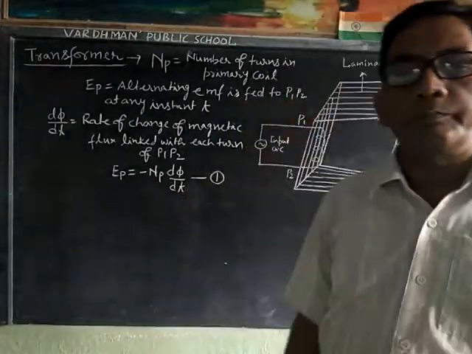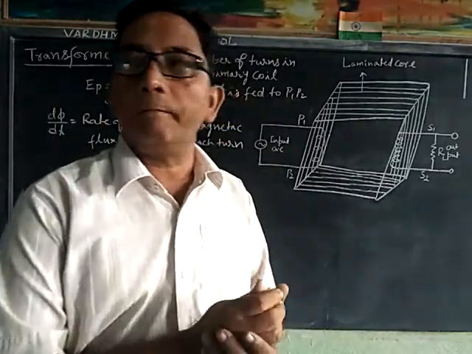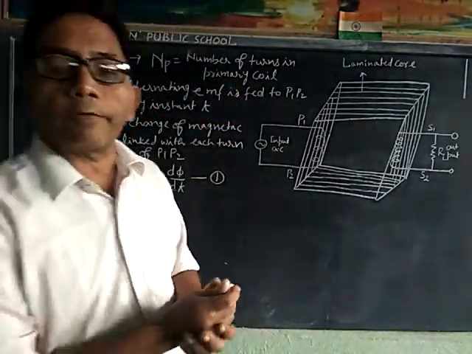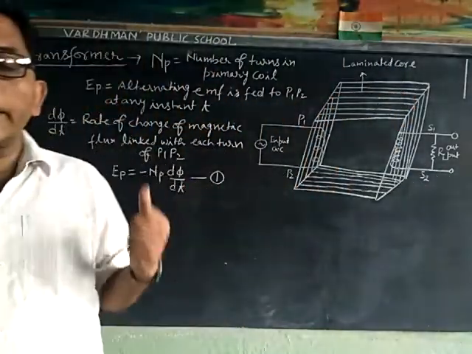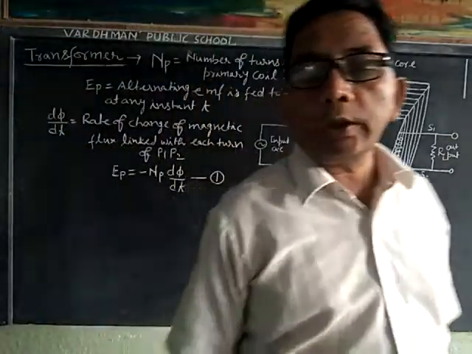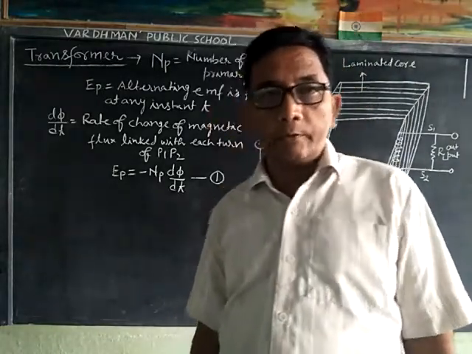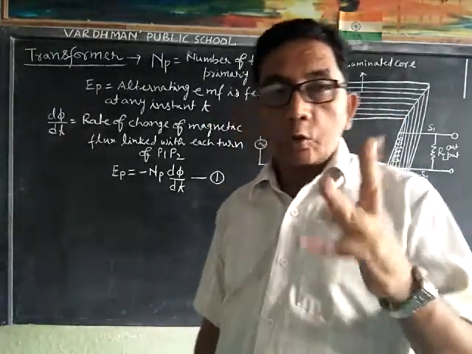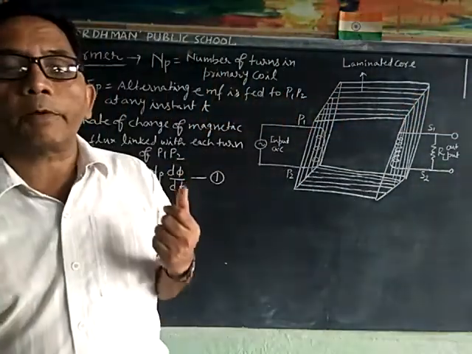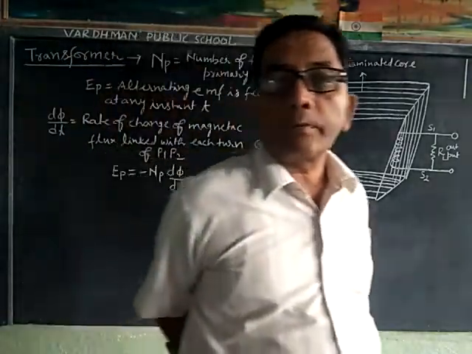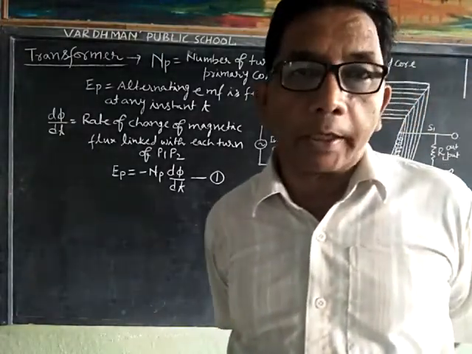If we assume there is no leakage of magnetic flux, then the rate of change of magnetic flux through each turn of S1, S2 will also be d phi upon dt.